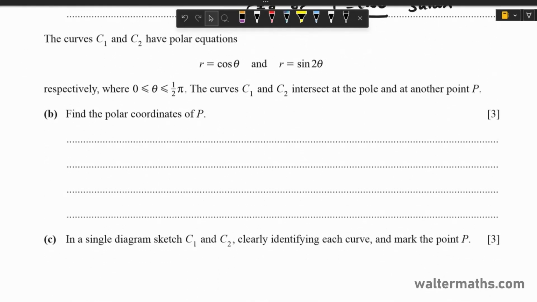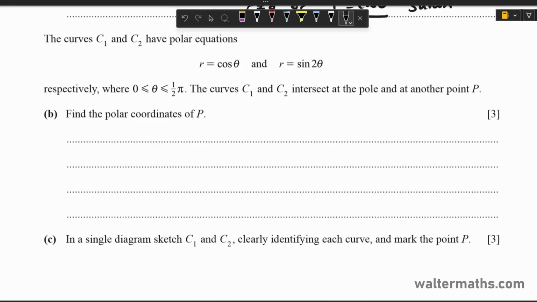On the next part, they say the curves C1 and C2 have polar equations r is equal to cos theta and r is equal to sine 2 theta, respectively, where theta ranges between 0 and a half pi. The curves C1 and C2 intersect at the pole and at another point P. So on part B, find the polar coordinates of P.